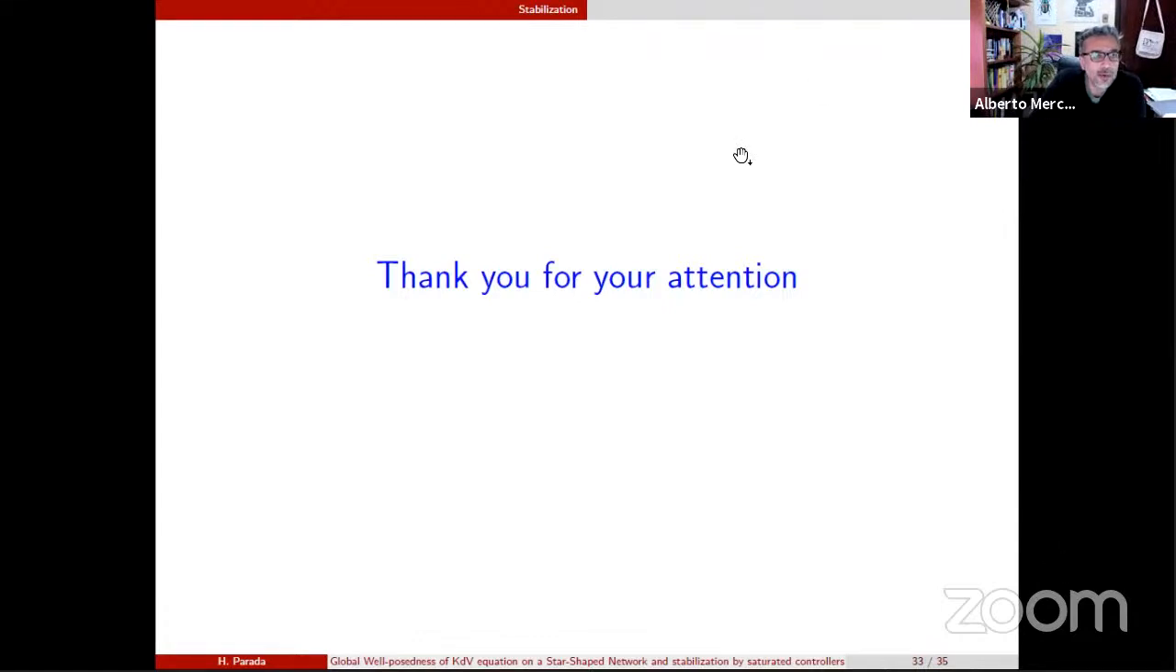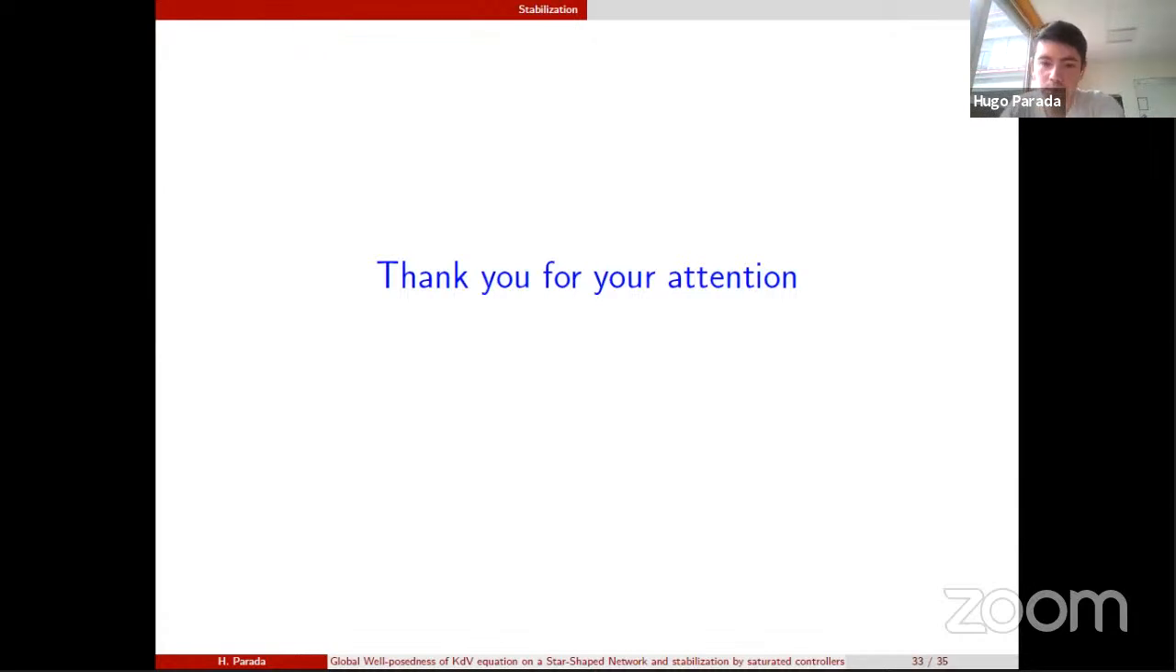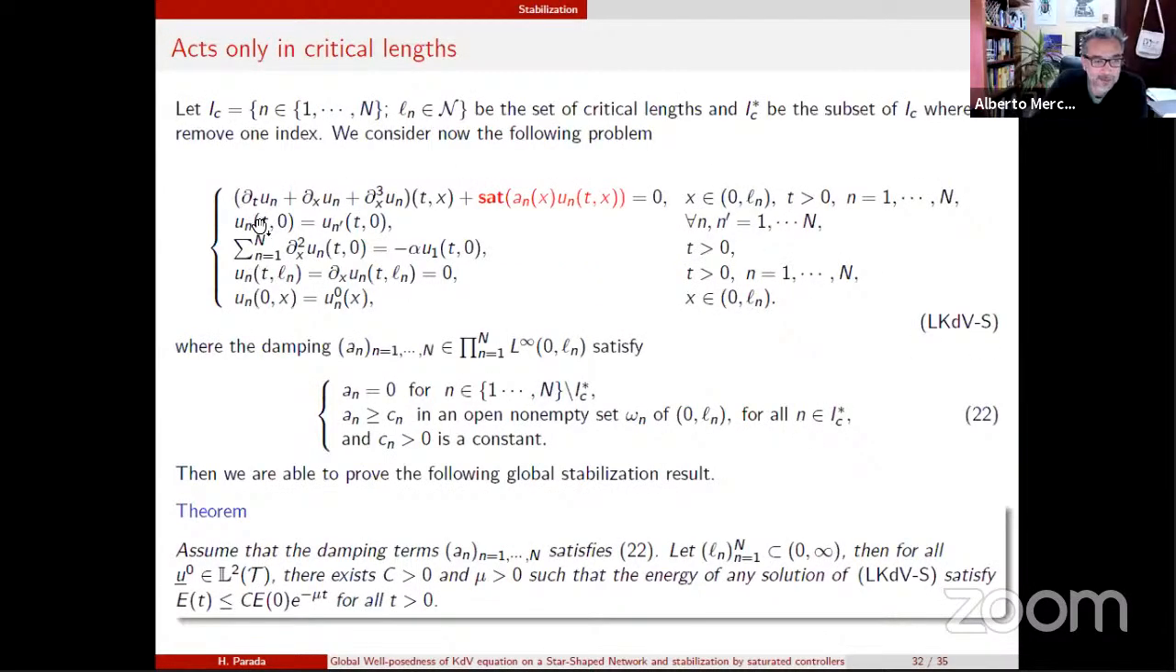Well, I have a question, Hugo. In your problem, you are dealing with a star network, no? So the boundary condition in the center is like a transmission condition, no? Yes. Is it only the Dirichlet? Is it the natural transmission condition for this equation, for the KdV, or is it possible to consider another transmission condition?